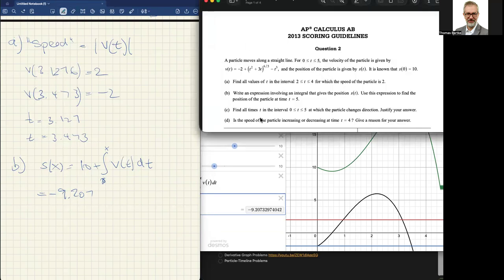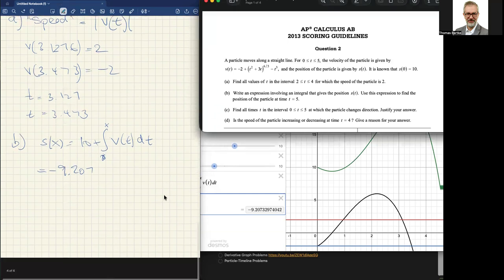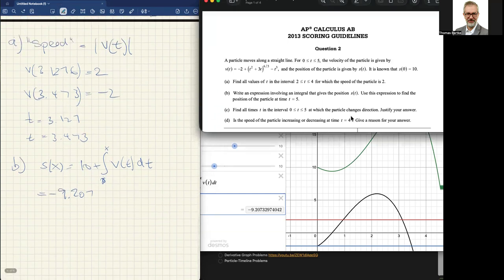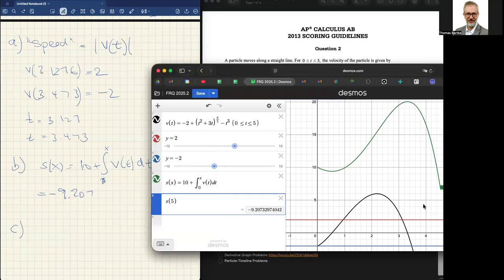All right, let's go to C. Find all times t on the interval at which the particle changes direction. Justify your answer. Well, so where does it change direction? It changes direction when v of t crosses the x-axis, and actually crosses the x-axis. If it just touches the x-axis, that would not be a change of direction. But if it goes across, then it does represent that.